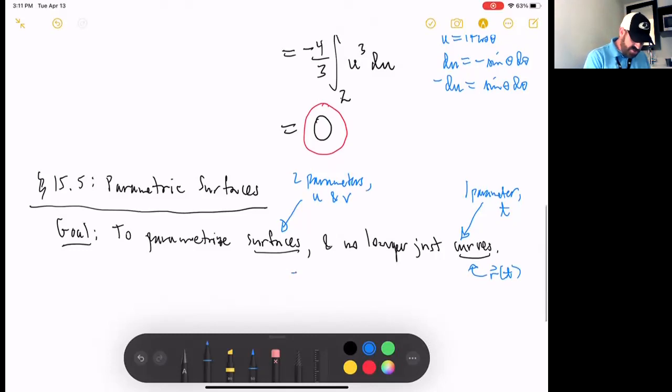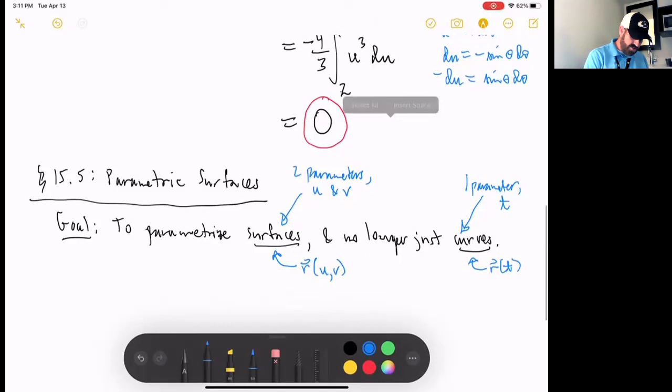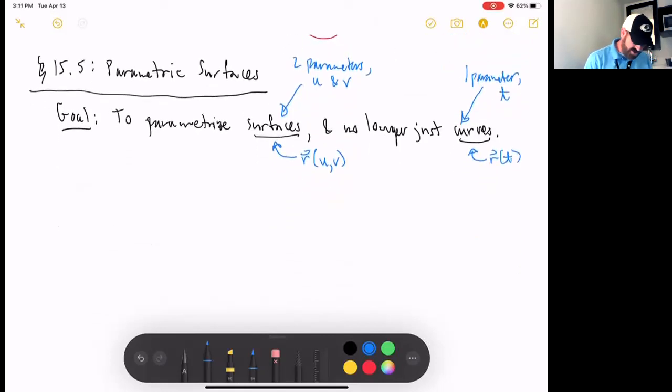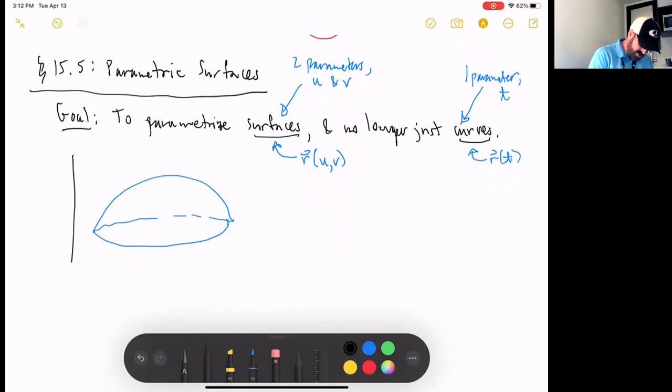We do the same thing with surfaces, except we don't have a vector that just depends on one variable. Our vector now is going to depend on two variables, which is very interesting. So here's a picture of what we have in our mind. Here's our surface, like this, and we are in three-dimensional space.